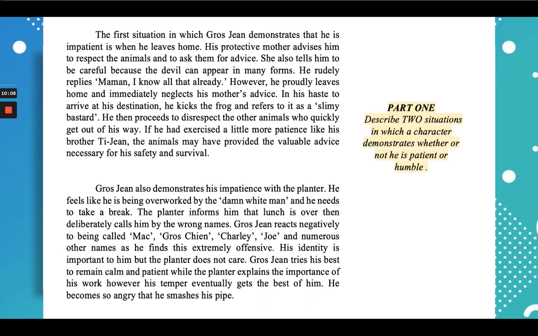And for our non-Creole speakers from other parts of the Caribbean, chien actually means dog. So the planter actually called him Big Dog. Moving on, his identity is important to him, but the planter does not care. Goja tries his best to remain calm and patient, while the planter explains the importance of his work. However, his temper eventually gets the best of him. He becomes so angry that he smashes his pipe.